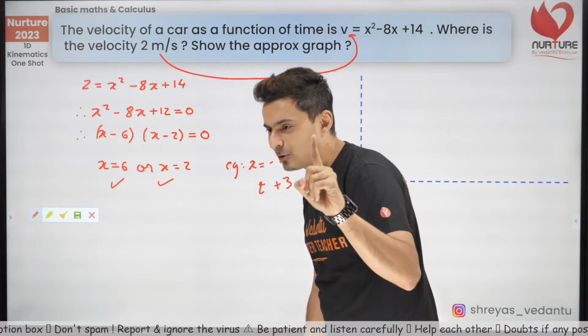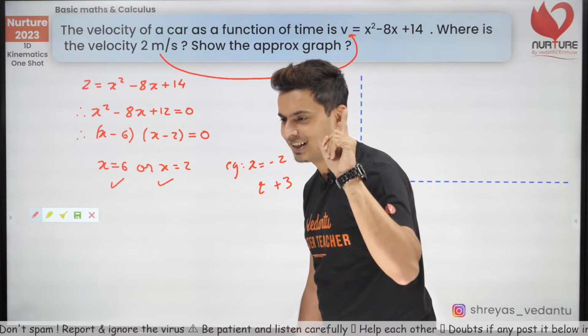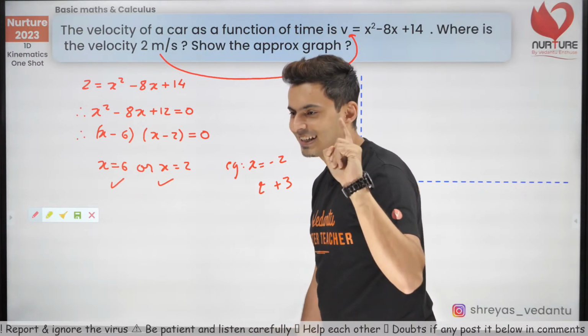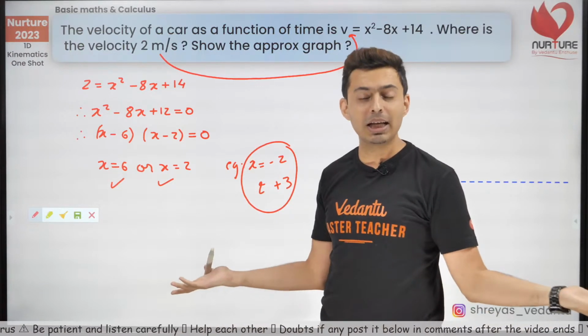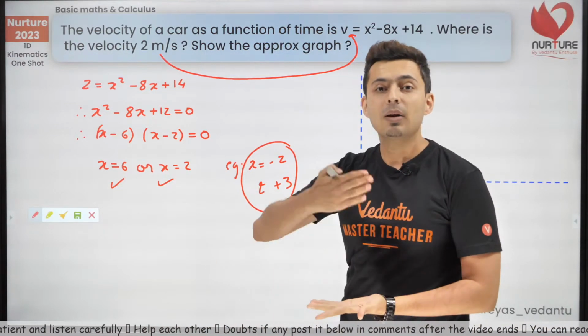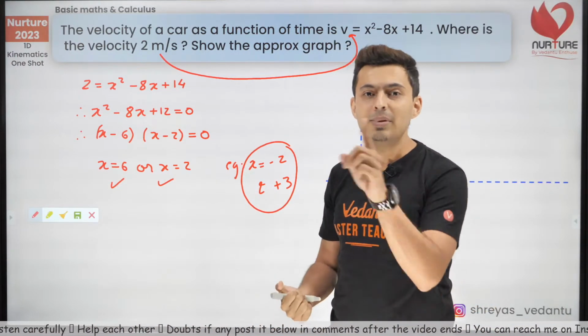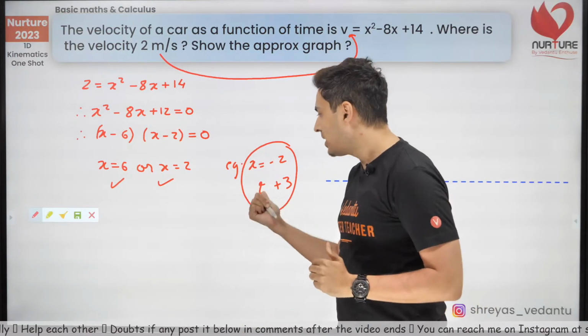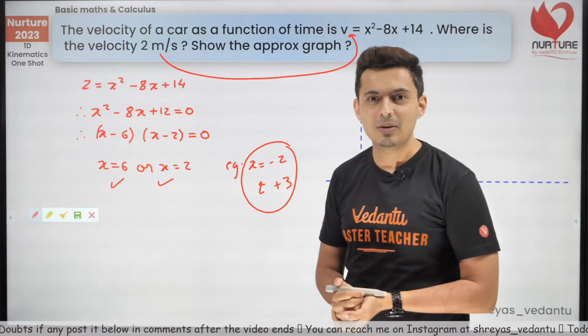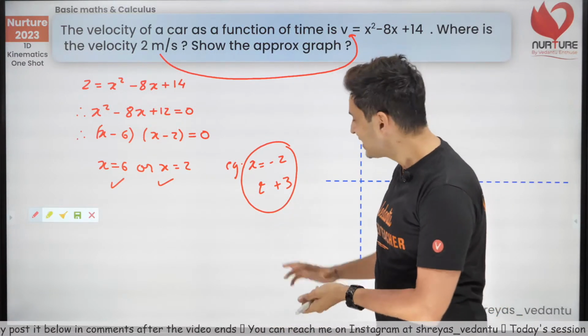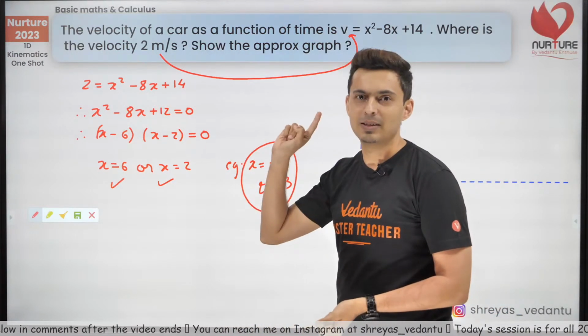Only very few people told it. Mohammad Abdul also told this. Correct. You are going to choose both. You might say, sir, what nonsense, I thought you have to ignore negative values. Guys, look at the quantity. Time can't be negative, but x coordinate can be negative, right? Who said coordinate cannot be negative? Obviously, you can choose it. Hence, both the values are acceptable.